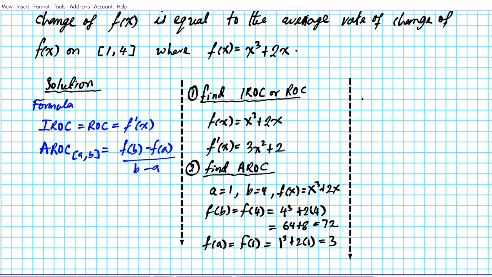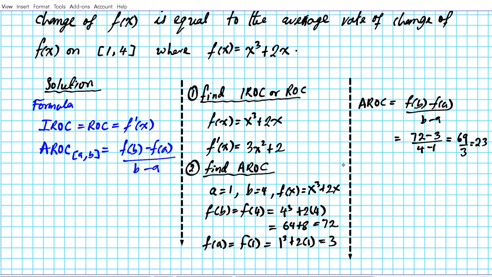Okay, all right, so the average rate of change is going to be f of b minus f of a, let's just write it again so we don't get confused, over b minus a. So that's going to be f of b, 72, minus 3, divided by b minus a, which is 4 minus 1. So that's going to give us 69 over 3, which is equal to 23.